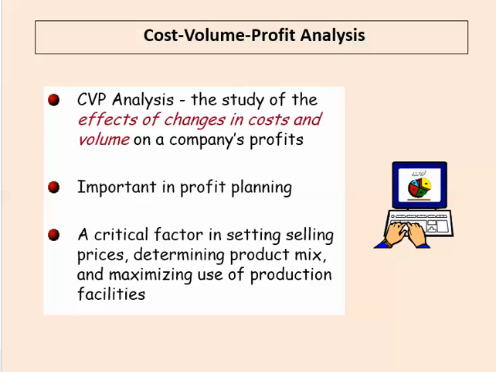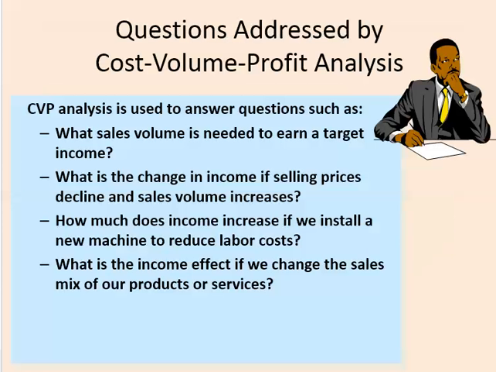So I really like CVP analysis because it allows us to do a lot of what if scenarios. What if we raise the price $2? How will that affect our profits? What if we sell 10,000 more units? Things like that. I probably have an example here on the next slide. So it's a critical factor in setting sales prices, determining product mix, and maximizing production facilities. So determining what products we're going to sell and how much.